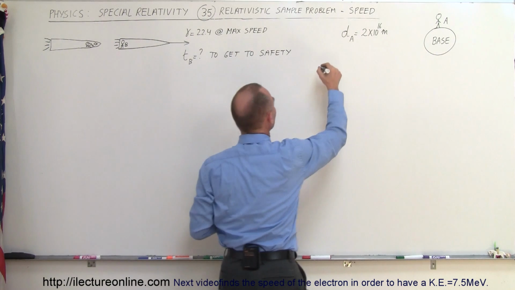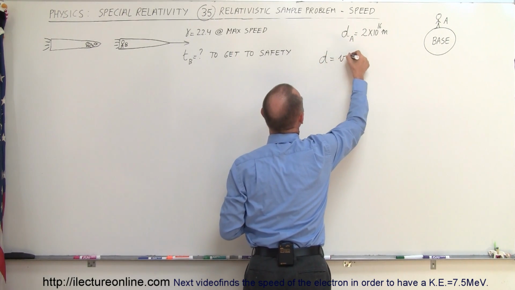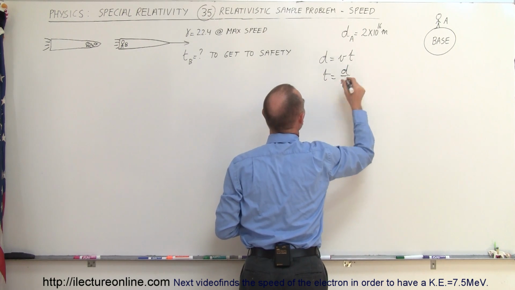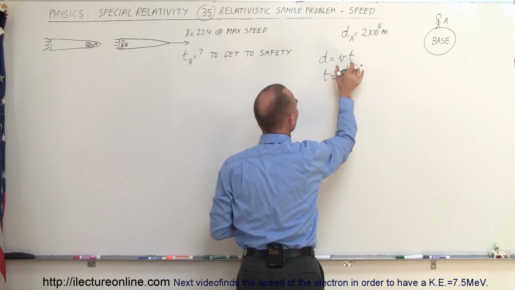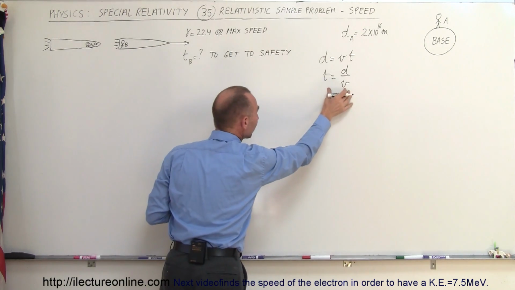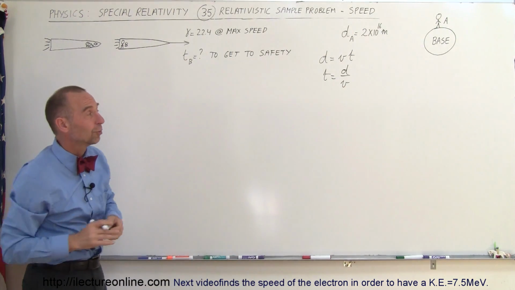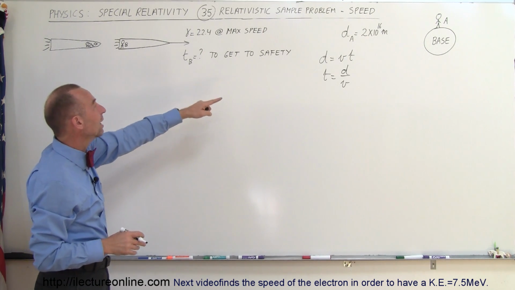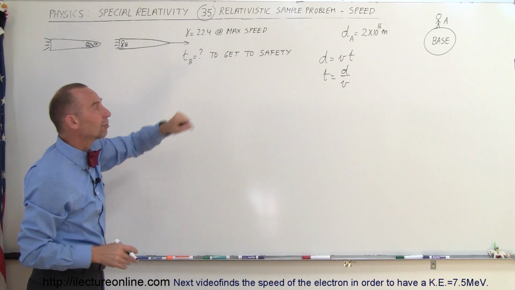Remember, distance is equal to velocity times time, which means that the time is equal to the distance divided by the velocity. So we're going to figure out the distance as seen by you, then divide that by the velocity at which you're traveling, which is probably really close to the speed of light. From that, we should be able to figure out how long it's going to take in your reference frame to get to base.